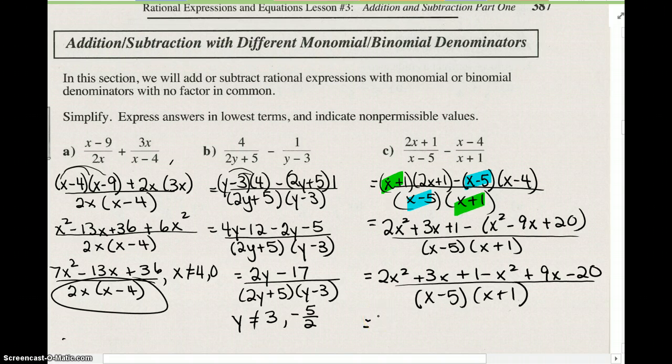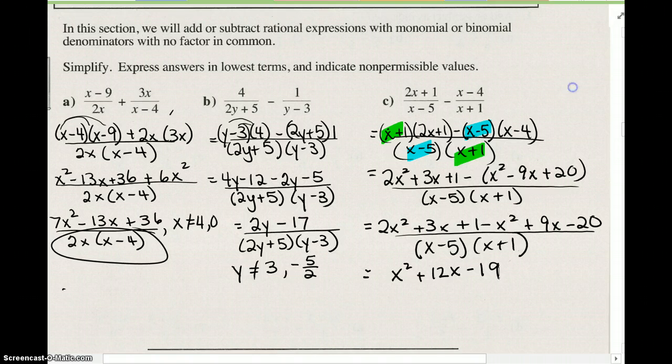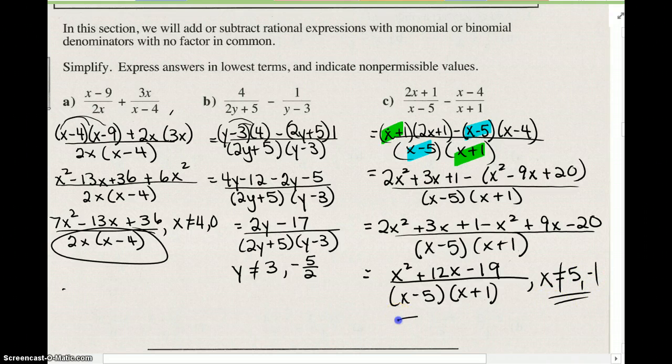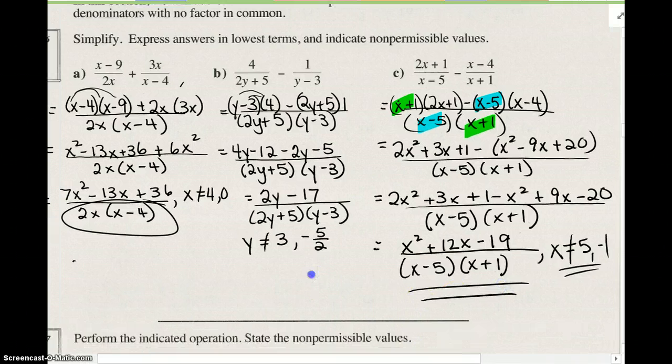And after we collect some like terms, we're going to end up with an x squared plus 12x minus 19. I am just putting everything together that I have. Keep the bottom as an x minus 5, x plus 1. And that looks like we are good to go. And finally, what we have is x not able to equal a 5 and a negative 1. So that's the end of that question, and this was the actual answer right here. That's as far as we go.